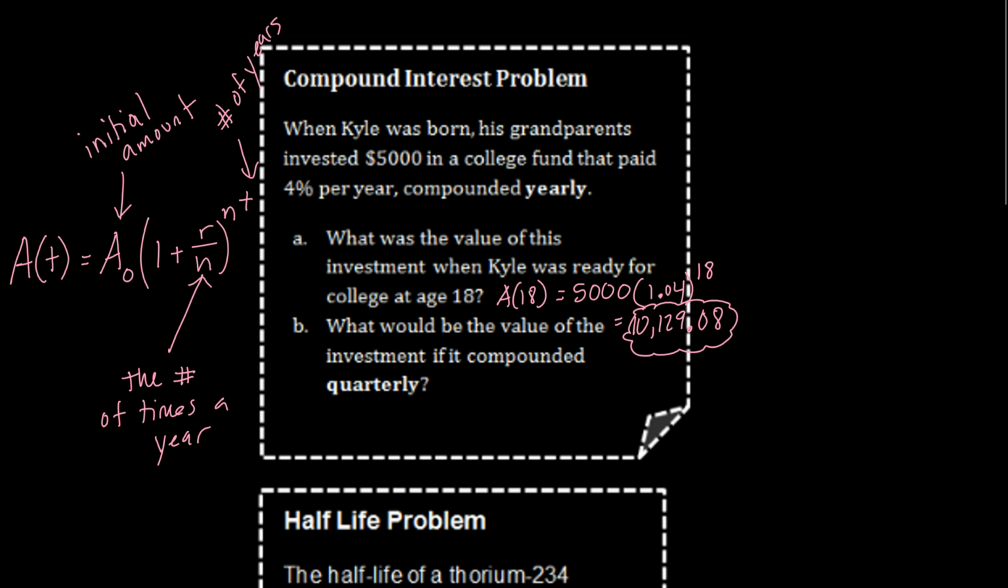What would be the value of the investment if it was compounded quarterly? So what has changed? The N. Ah, we now have an N. What is our N if it's quarterly? 4. 4 times a year. So our N is 4. So now we're still doing when he's 18 years old, but now I'm introducing an N. So it's 5,000, then it's 1 plus 0.04 over our N, which is 4. And then our N again, 4, times the years, which is 18.